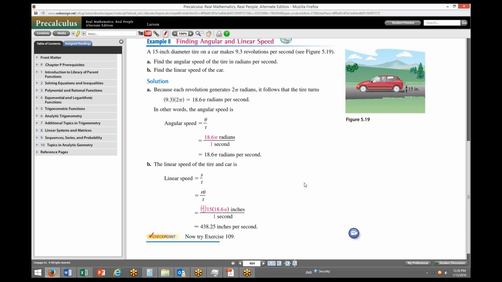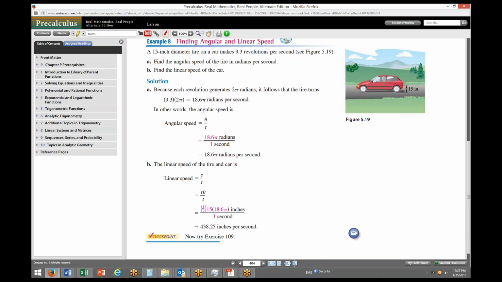Okay. Part B then, find the linear speed of the car. The linear speed of the tire is actually the linear speed of the car when you think about it. Since presumably the tire is not slipping on the road, it's maintaining good smooth contact moving down the road, the linear speed of the outer surface of the tire is exactly the same as the forward speed of the car moving down the road.